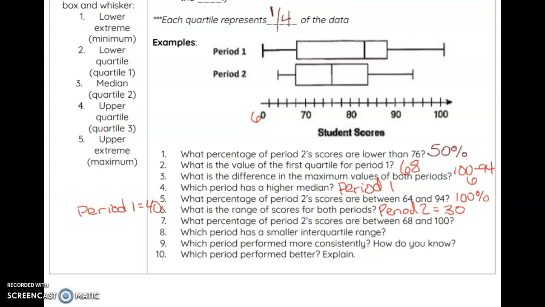Number 7, what percentage of period 2 scores are between 68 and 100? So here is 68. 100 would be here. So that would be 3 sections. So we got 25% of the data, 25%, and 25% of the data here. So that is 75%.